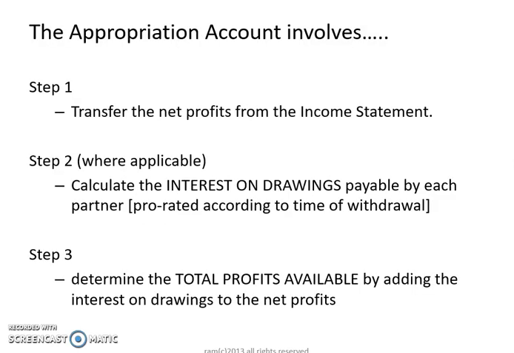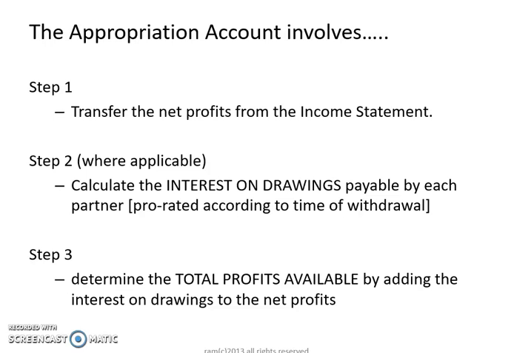All right, so what is really involved in this appropriation account? It has 6 steps. So let's look at these 6 steps. The first step will be to transfer the net profits from the income statement into your appropriation of net profit account. And then secondly, you are going to enter the interest on drawings payable by each partner, because the partners would have agreed that if anybody took out any money, they should pay some interest on that.